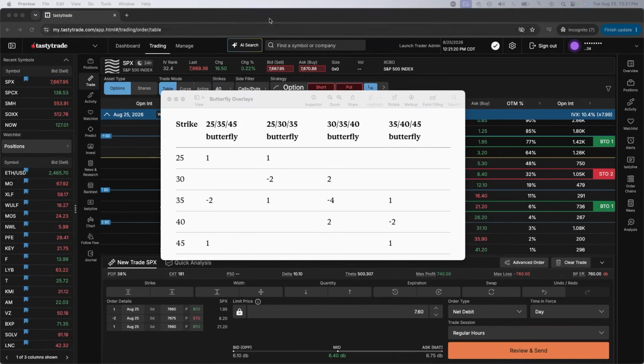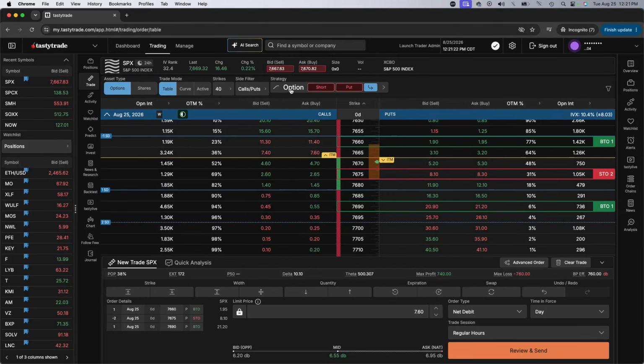And what I have loaded up here is a 7660, 7675, 7690 put butterfly, and it is for a 650 debit.